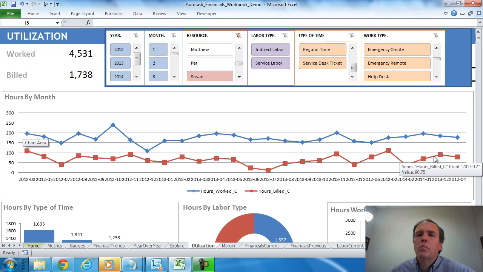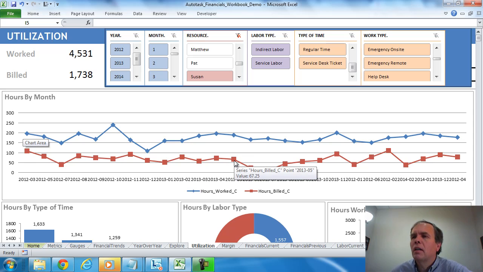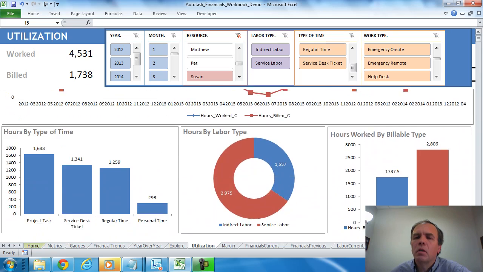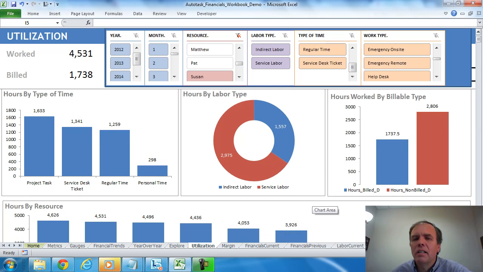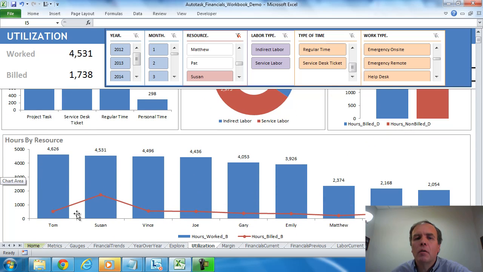This includes both the service time and the regular hours that people put on their timesheets for like internal meetings. And I see what hours were actually billable hours. These were hours that were put in that the system recognizes as a billable hour type. I see a distribution of the hours by time: project time, service time, regular time, personal time. I can see the hours by work type, billable type. I can see the various hours by resource.